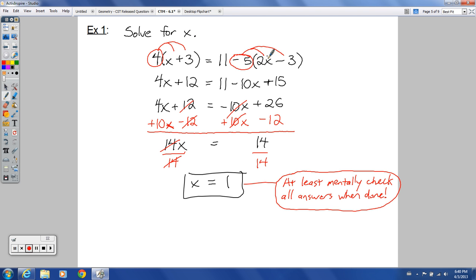On this side, I'd have 2 times 1, which would be 2. And 2 minus 3 would be negative 1. So I'd have a negative 5 times a negative 1, which would be positive 5. Positive 5 plus 11 is in fact 16 as well. So I have 16 equals 16.